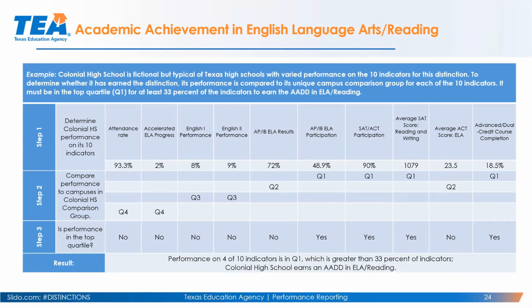Lastly, we determined the number of indicators that are in the top quartile, or Q1, of performance at our high school within the campus comparison group. So the results show us that we have performance in 4 out of 10 indicators that are at Q1. So remember back to step 3 on our methodology slide. In order for a distinction to be earned at the high school or the K through 12, it must be in the top quartile, Q1, for 33% or more of all the indicators for which they have data. So with performance in 4 out of the 10 indicators in Q1, or 40%, that means that our campus scores above the 33% cut point for the distinction, and that means that a distinction is earned for our high school in ELA reading.